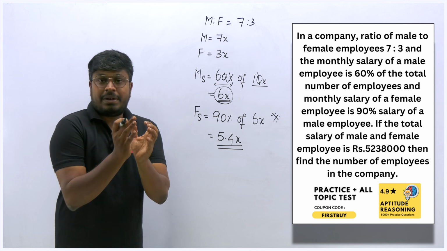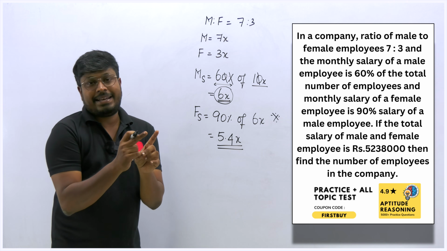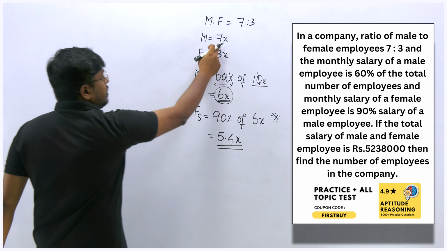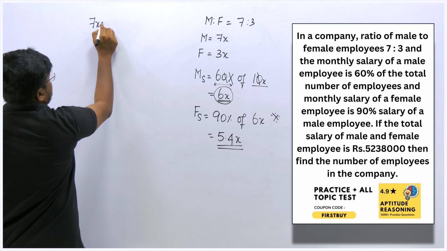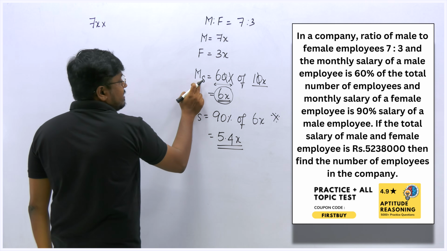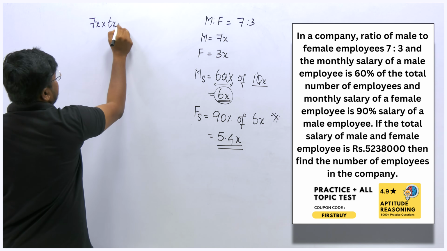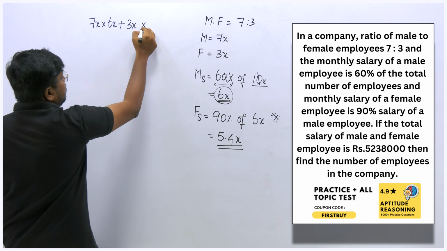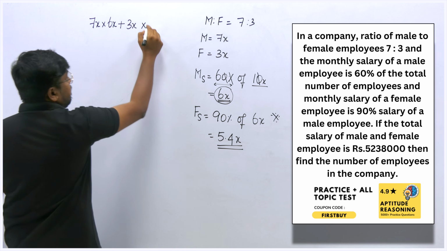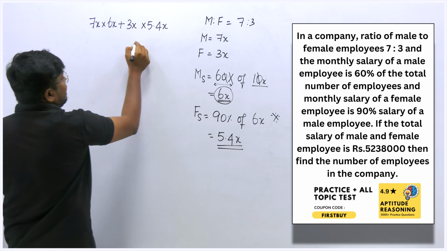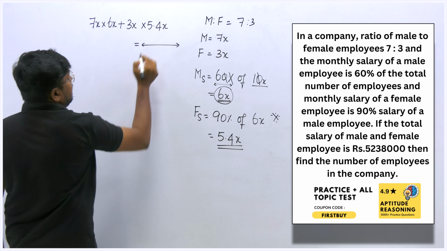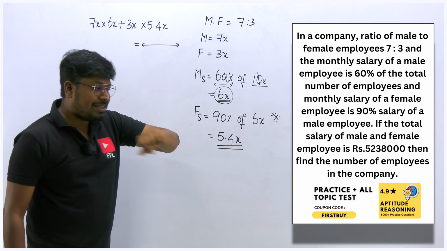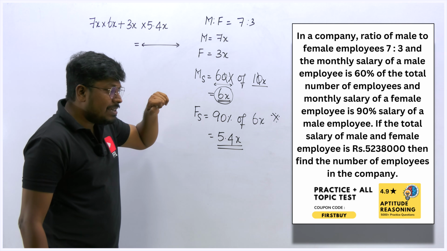Now according to the question, the total salary has been given, something around 52 lakh. How will you find it? We know the total number of males is 7x, and we know 6x will be the salary of the male. So 7x times 6x, plus female. The total number of females is 3x, and the salary of the female will be 5.4x. This is equal to the amount they have given here, 52 lakh 38,000.